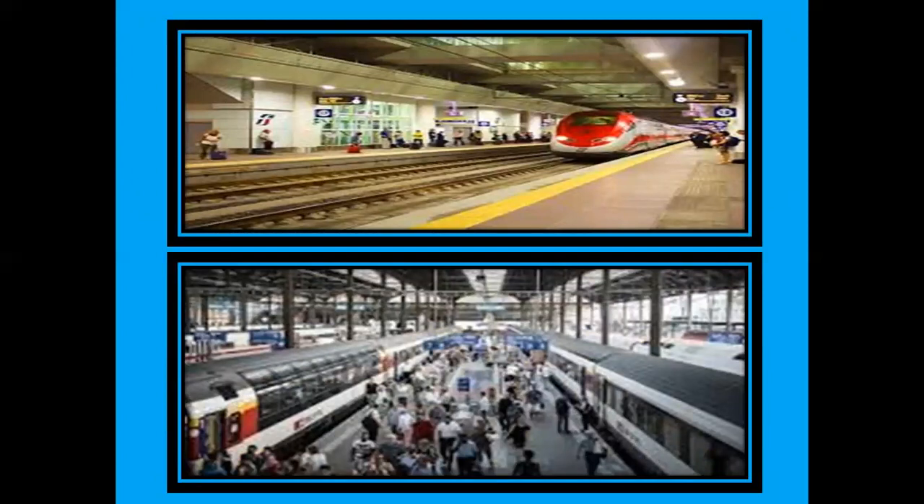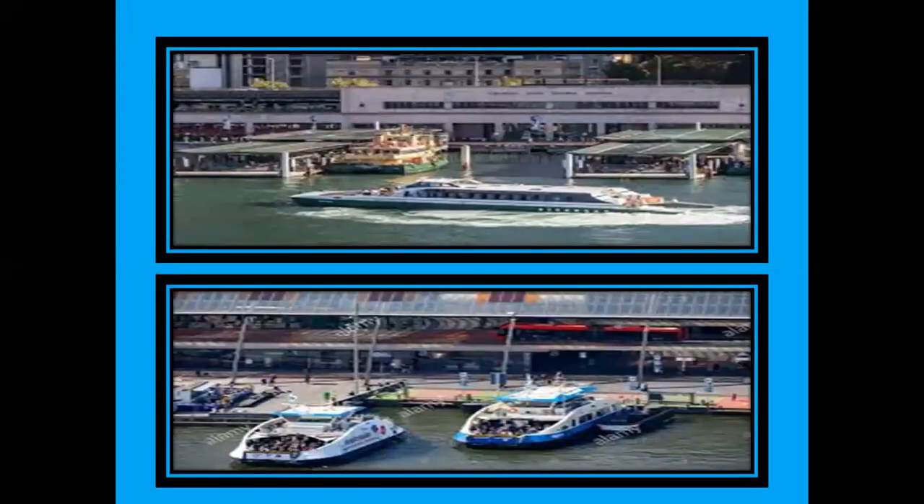Dear students, here are another images. What do you see? Oh yes, the image of a train station. Well done. Dear learners, images, what do you see? Oh yes, the image of a ferry station.